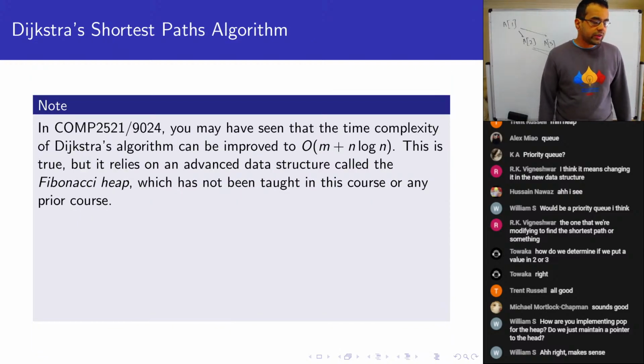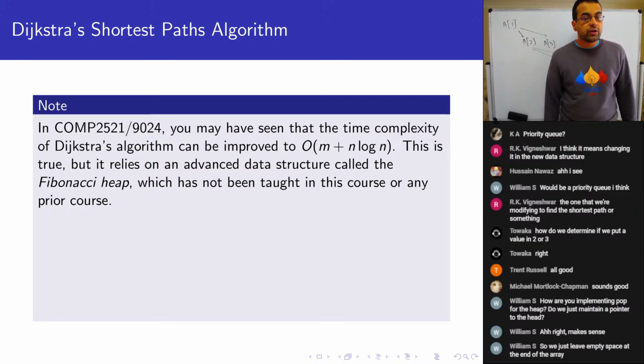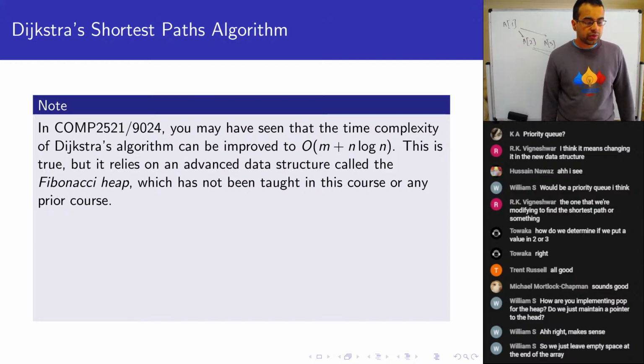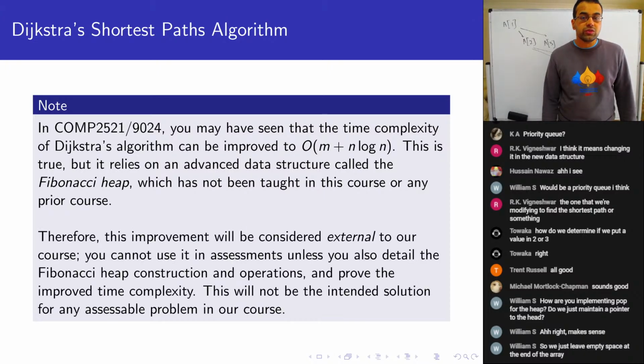Now, I do need to make a disclaimer here. You may have seen it mentioned in Comp 2521 that Dijkstra's algorithm can be improved to m plus n log n time. That's true, but it requires the Fibonacci heap, which is a data structure beyond what we've taught in this course or any other course. For that reason, we will not let you use this time complexity for Dijkstra's algorithm, precisely because you don't know the data structure that's involved.